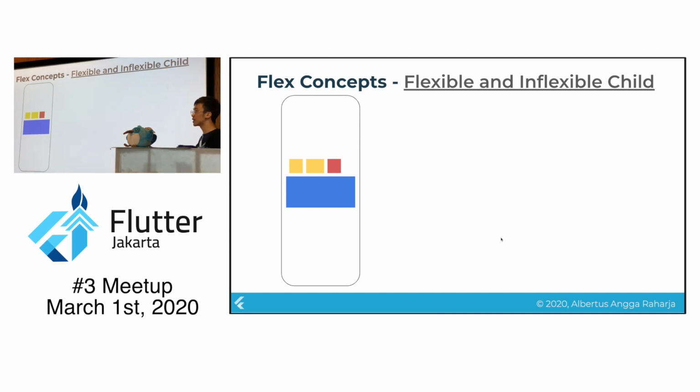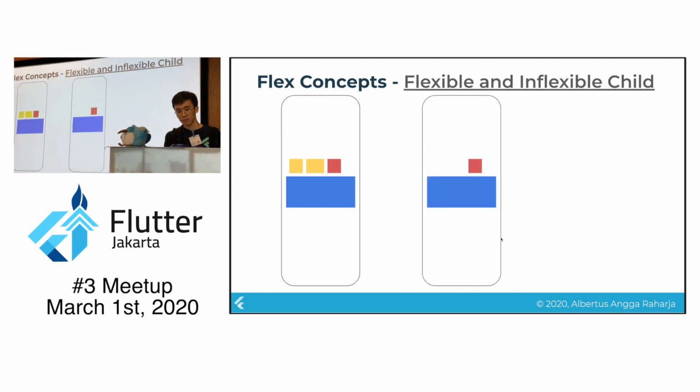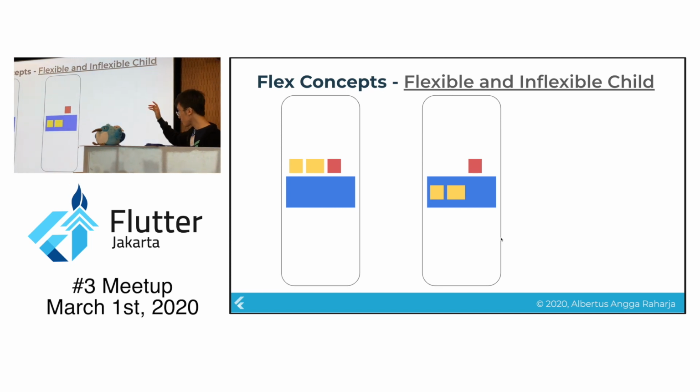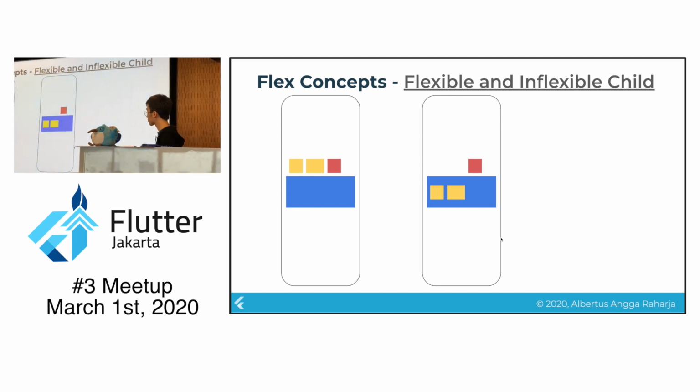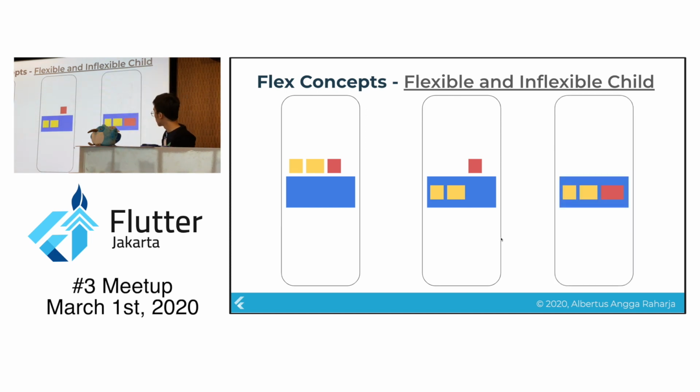But how does Flutter do its layout with flex? First, it will lay out the inflexible ones first. So the inflexible children will get their constraints and their sizes, and then the remaining space will be used for the flexible children.